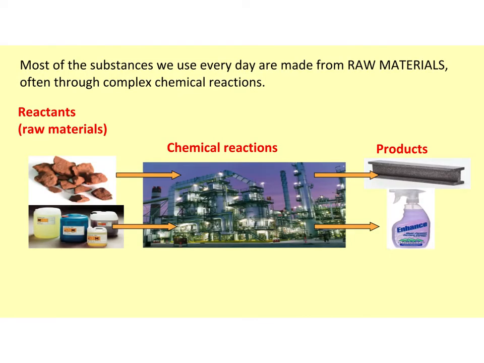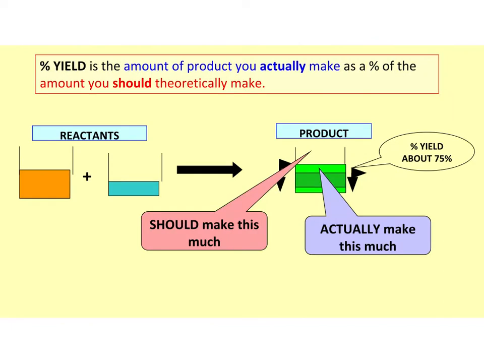So percentage yield is looking at the mass of our reactants and the mass of our products, and looking at what happens during the chemical reaction. Okay, so it's thinking about the raw materials and how much of the raw materials go in to make the products. So percentage yield is the amount of product you actually make compared to what you should theoretically make, okay? So when we add these two reactants together, we should make this much product, but when we actually go to make it, we only make about 75% of that much product. So what's happened to it, okay?